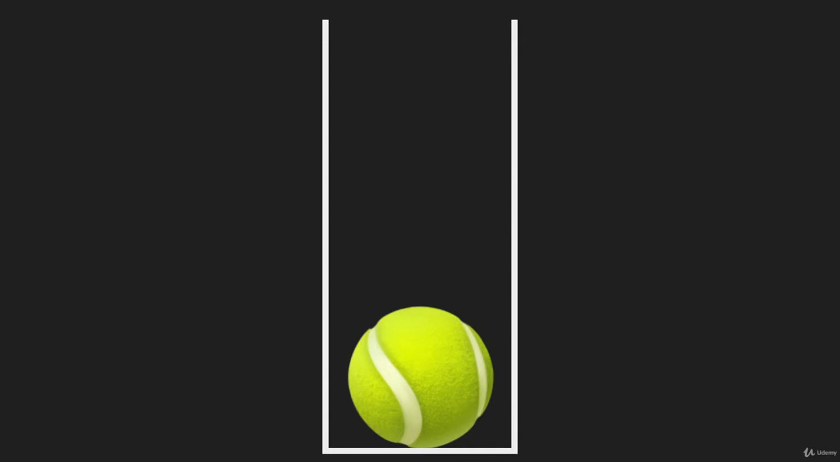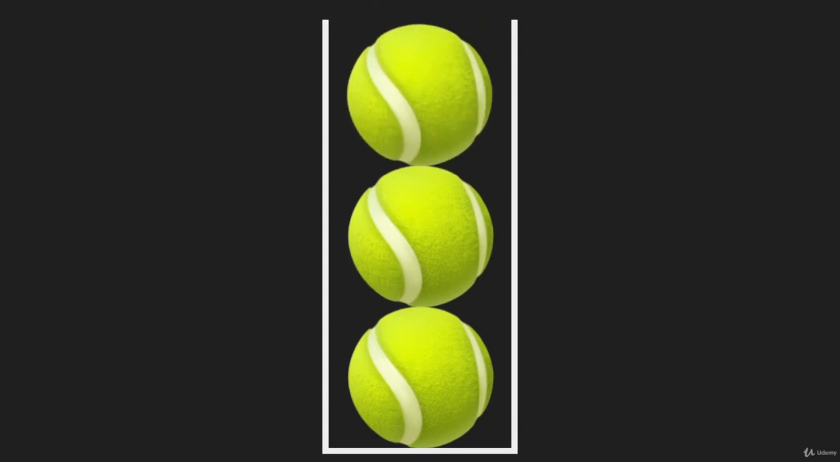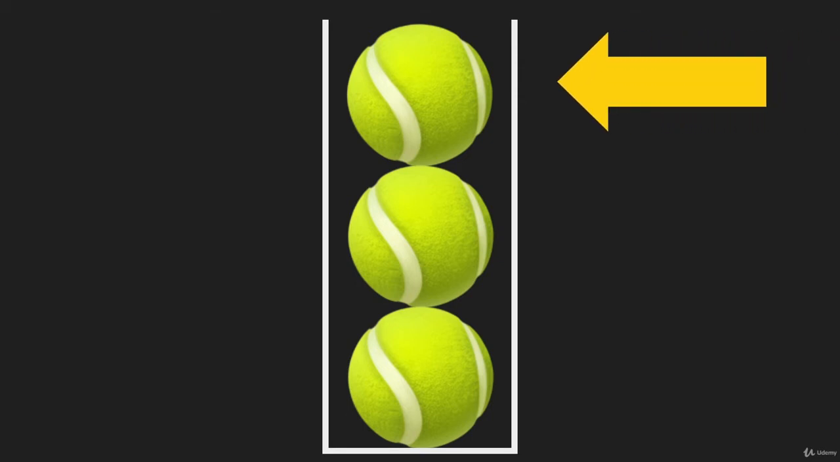So let's say this is tennis ball number one, and then we push another tennis ball onto the stack. At this point, you can't get tennis ball one out without removing tennis ball two. You can only remove the top item. Let's say we push another item onto the stack. Now the only tennis ball that can be removed is this one. This is called LIFO, last in, first out.